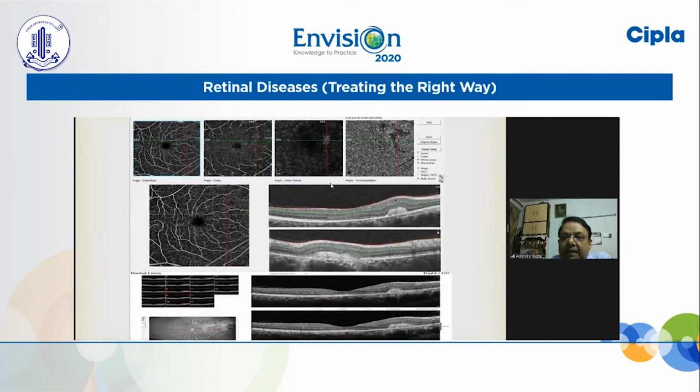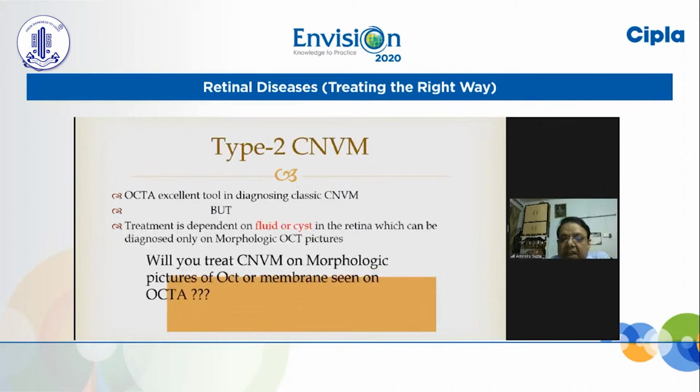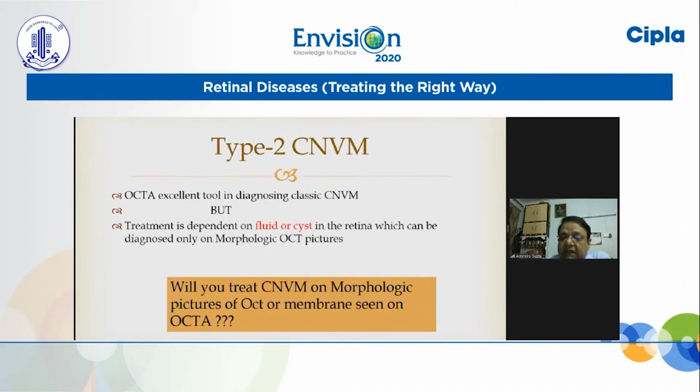But my problem is the loops of the neovascular membrane stay and are visible on OCTA. Now, should I proceed with a VEGF injection, or should I wait for the fluid to reappear? So my next question to Prashant Bhavankule is, will you treat CNVM on the morphological picture of OCT or on the membrane seen on OCTA? I will not treat on OCTA. I'll treat on the morphological picture of OCT. Whenever the fluid comes, I'll treat.